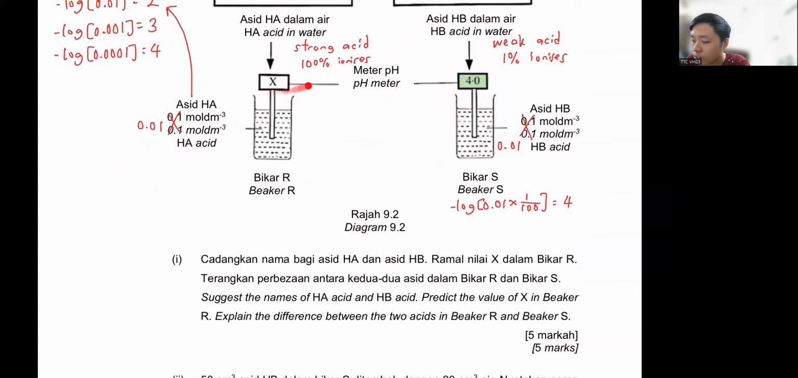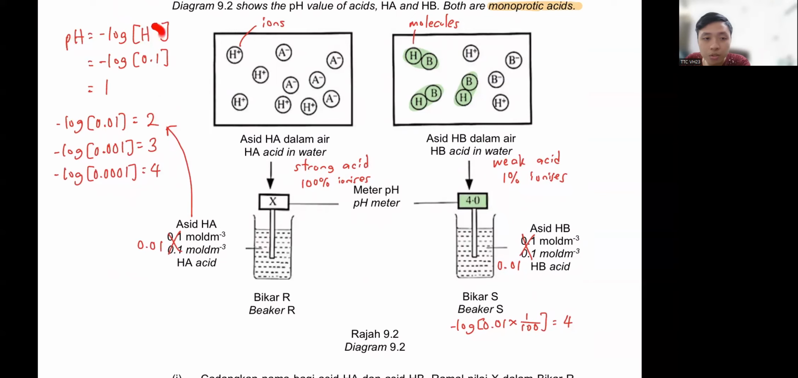Predict the X. You can use this formula: pH equals negative log [H+], where the concentration you have to change to 0.01 gives 2. Now why here equals 4? Because it is 1% ionized, so you times 1%. Basically the concentration here, for a strong acid ionized completely, is times 100%, 0.01. Here you get only 1% of this, so it's 0.0001.